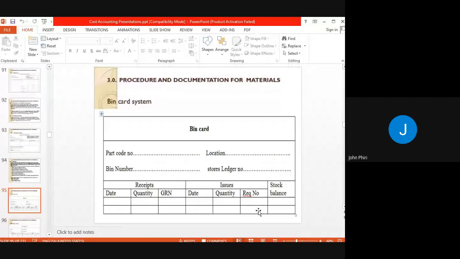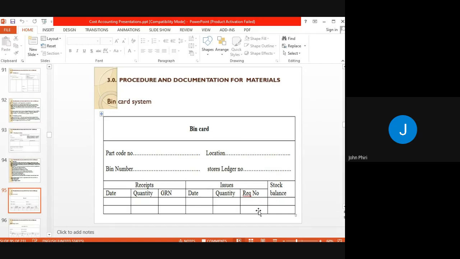So you can have a part code number and the location, which shelf, and these locations are also put A to Z on the shelves. So now you must be able to state which location you can find this product. Then the bin number and the store's ledger number, because this doesn't work in isolation, you go and transfer the information to the ledger. And now there's the receipt side, the issue side, and the stock balance.